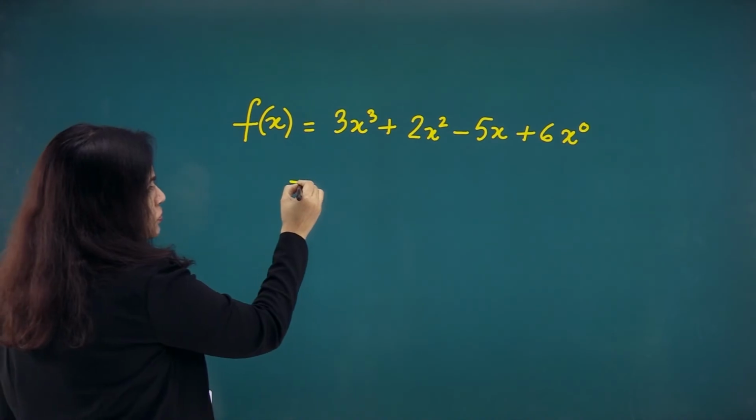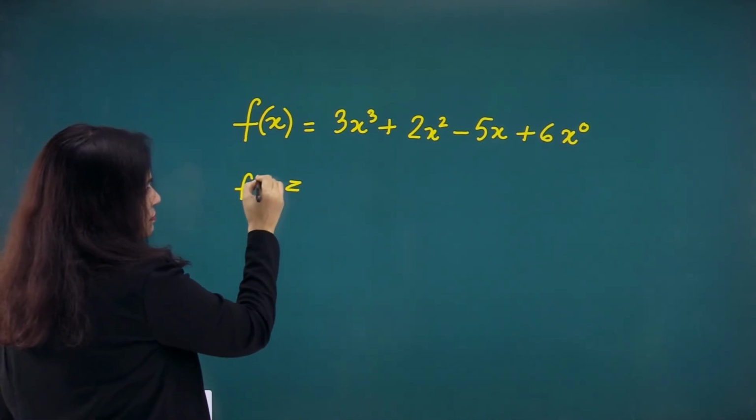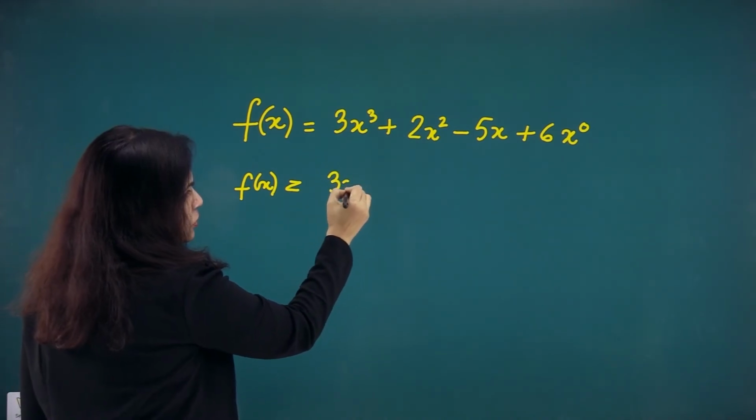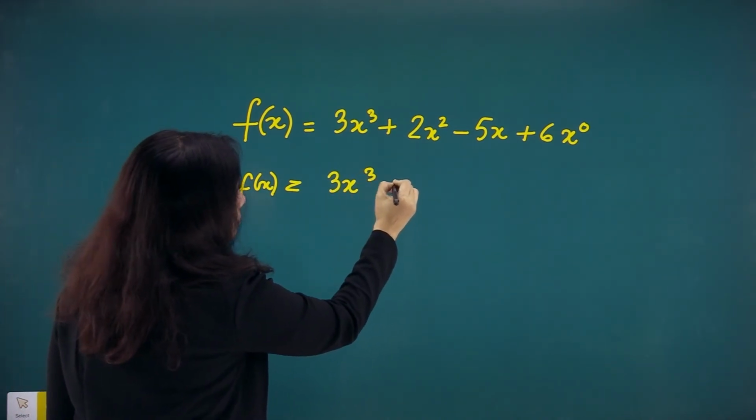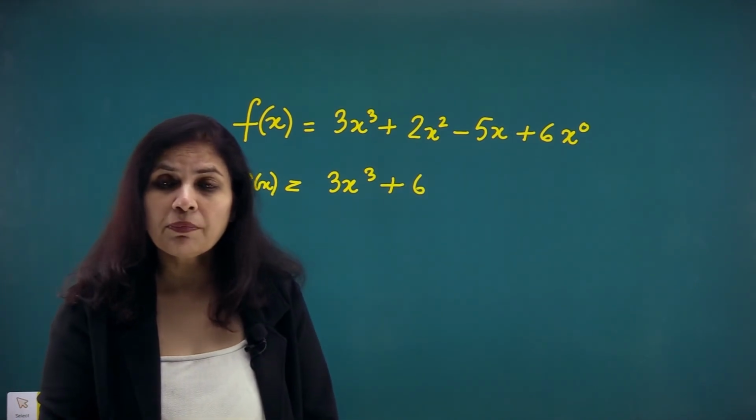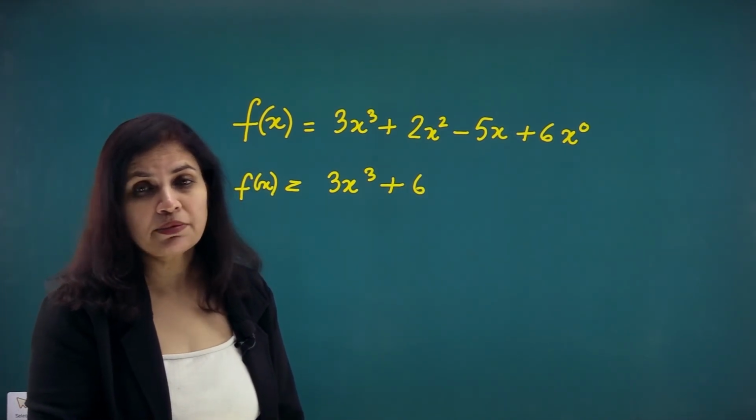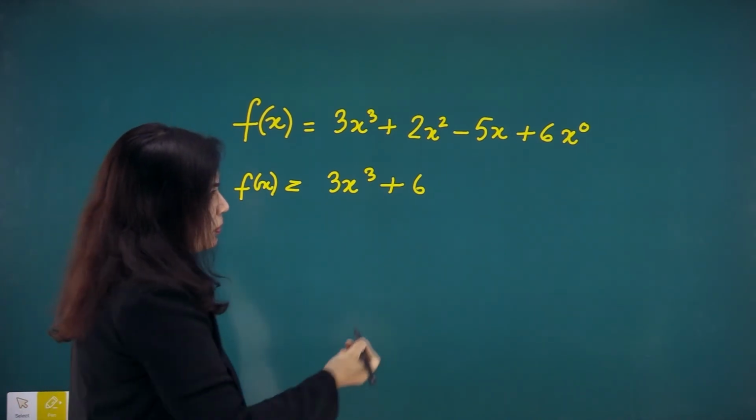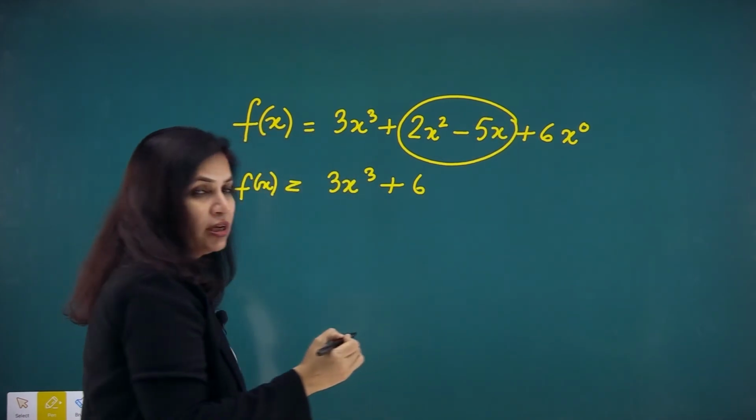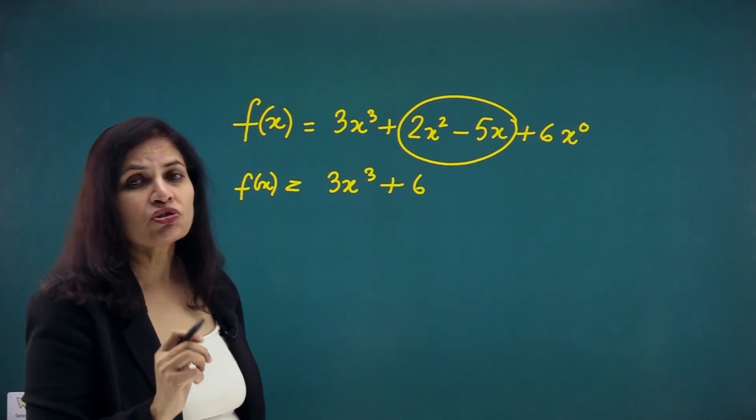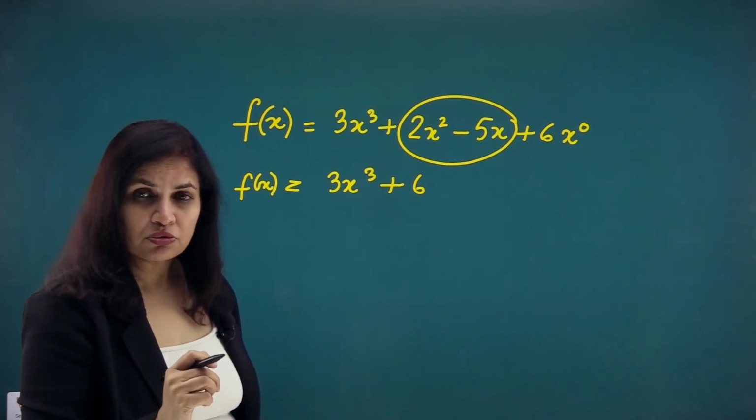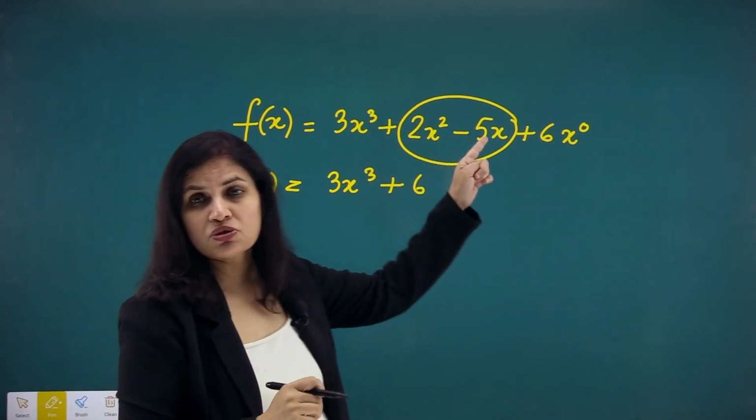I can also write f(x) as 3x cube plus 6. Now this is also a polynomial written in decreasing power of x, but you may question me, where have these two values vanished? And I mentioned x is not equal to 0. If x is not equal to 0, then how come these two values vanished?